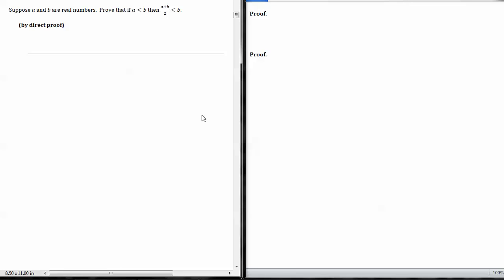So here's the statement we want to prove. Suppose A and B are real numbers. Prove that if A is less than B, then (A plus B)/2 is also less than B.